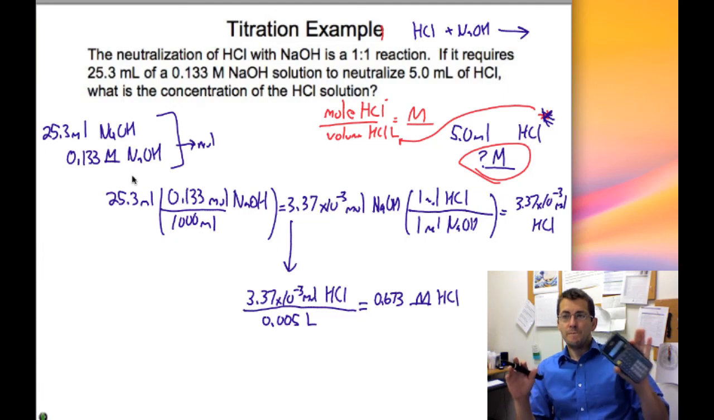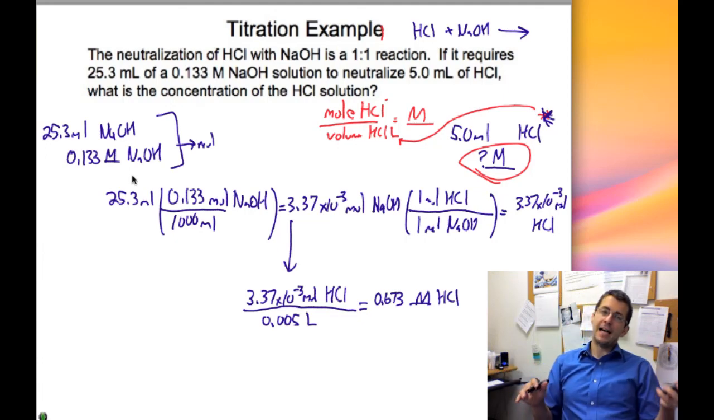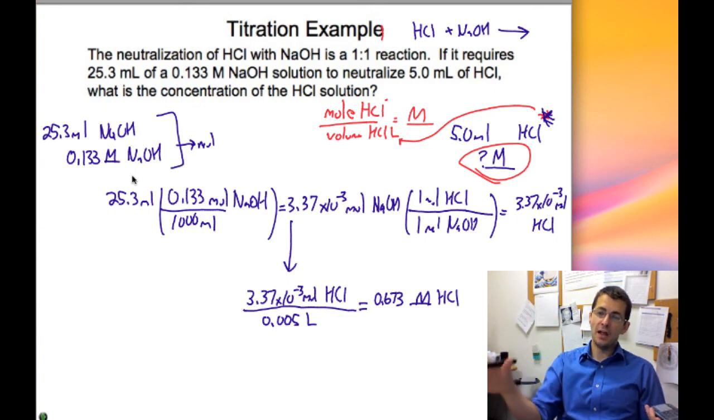So titrations rely on this fact that the number of moles of one thing tells you the number of moles of another when you're at a stoichiometric situation.